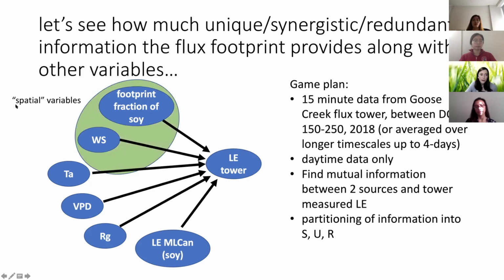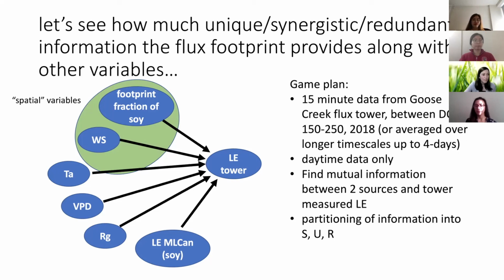So when you think about spatial variables, really this is sort of a proxy for spatial variability, but I'm going to look at Leila's footprint fraction of soybean. So I'm going to look at the fraction of contribution of the momentum flux towards soybean. And the reason that I'm only looking at soybean is because it's just 1 minus corn. So if you think of soybean and corn making up 100% of the contribution, I'm just going to look at one of those.